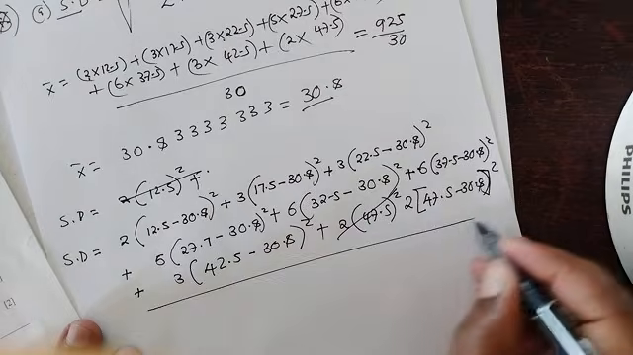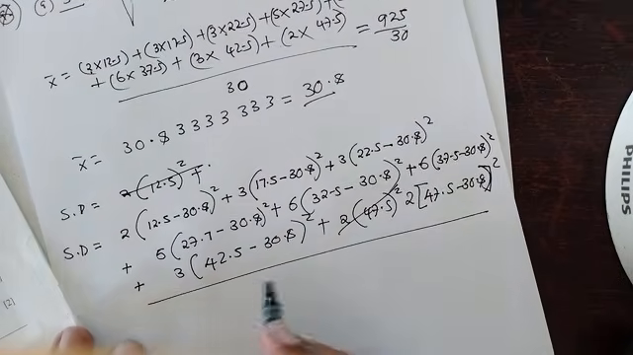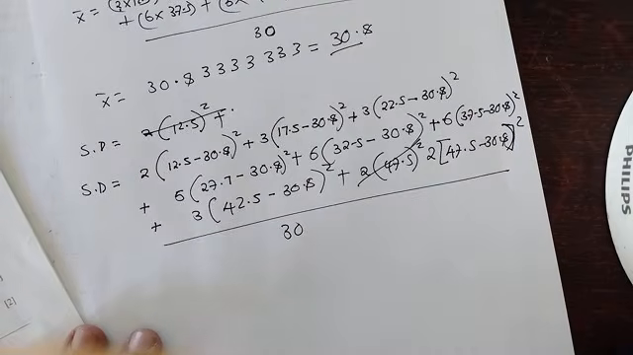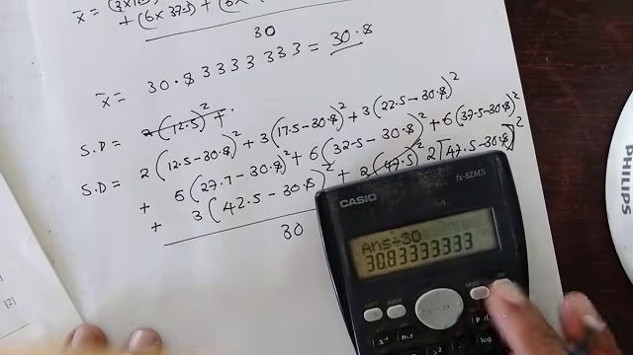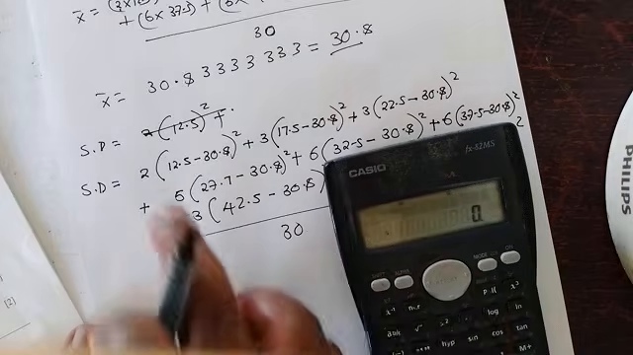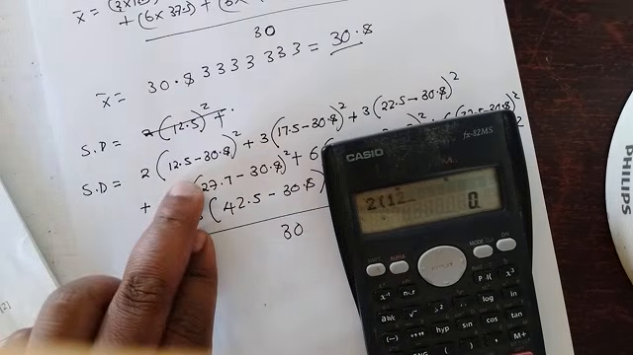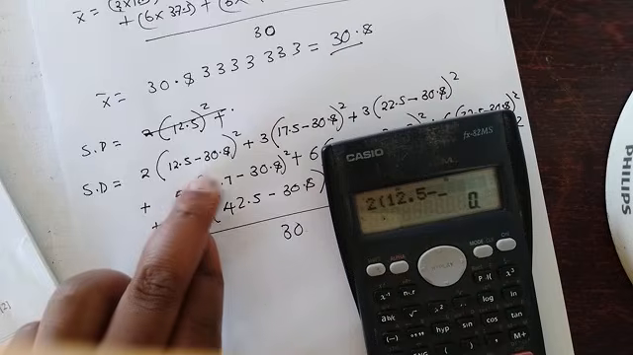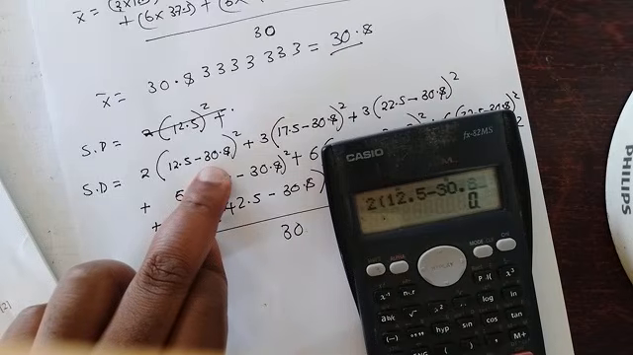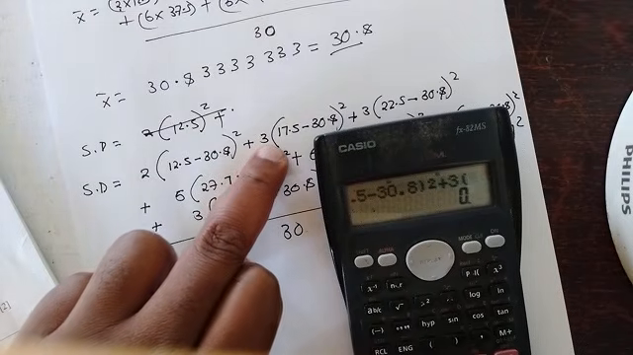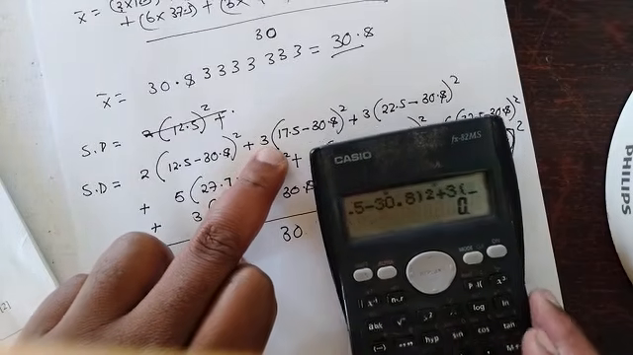Everything here we divide by what? The frequency. And what is our frequency? 100. So here it's just a matter of punching on a calculator. How? You'll say, I'll just do 1, then you should be able to follow the pattern. 2, open the bracket. You have 12.5 minus 30.8. This should be squared. Then you say plus 3, open the bracket, and you will just keep on punching.